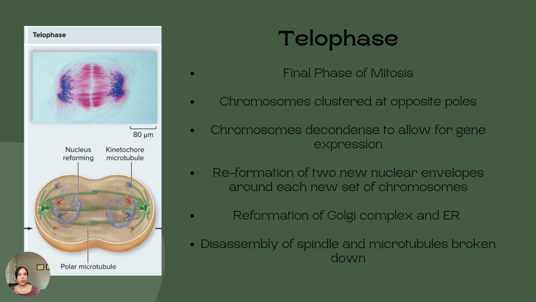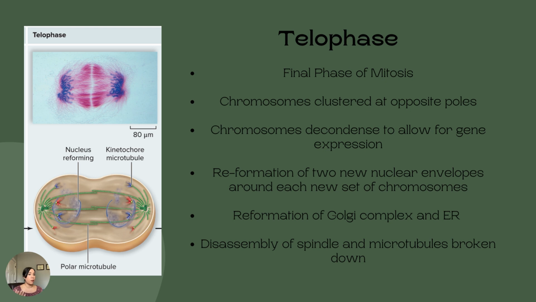And so here you're going to have your chromosomes clustered at opposite ends. You can see that there's a little haze right here at each end. So at each pole, you'll see that little purple haze, and that's just your nucleus reforming. So, of course, eventually the cell will completely separate.